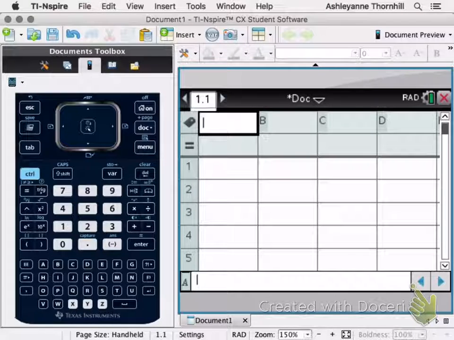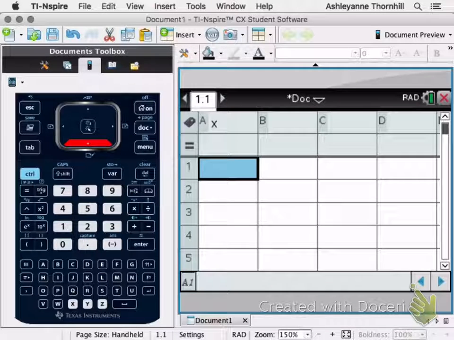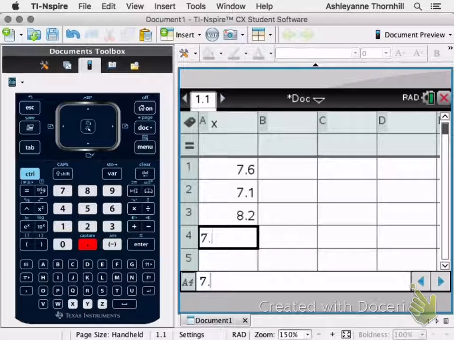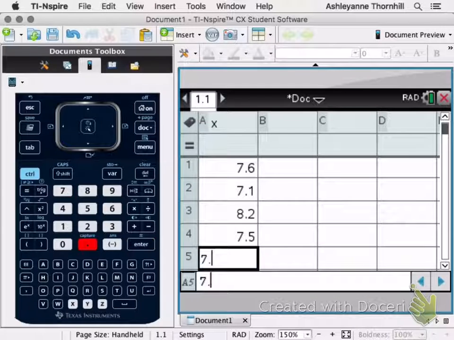In the A list, on Lists and Spreadsheets, I want you to type the letter X in. If you flip to the following page, number 4, I want you to input all of the X values: 7.6, 7.1, 8.2, 7.5, 7.4, 7.8, 7.3.